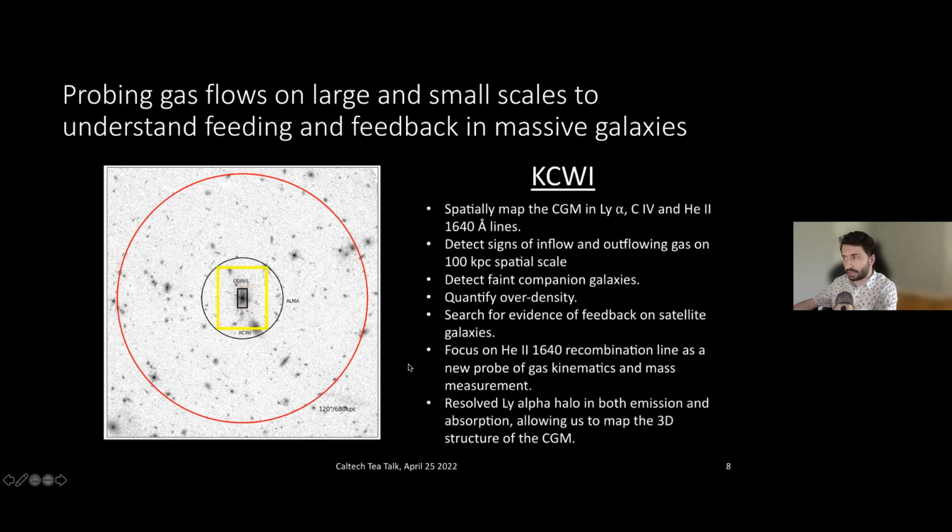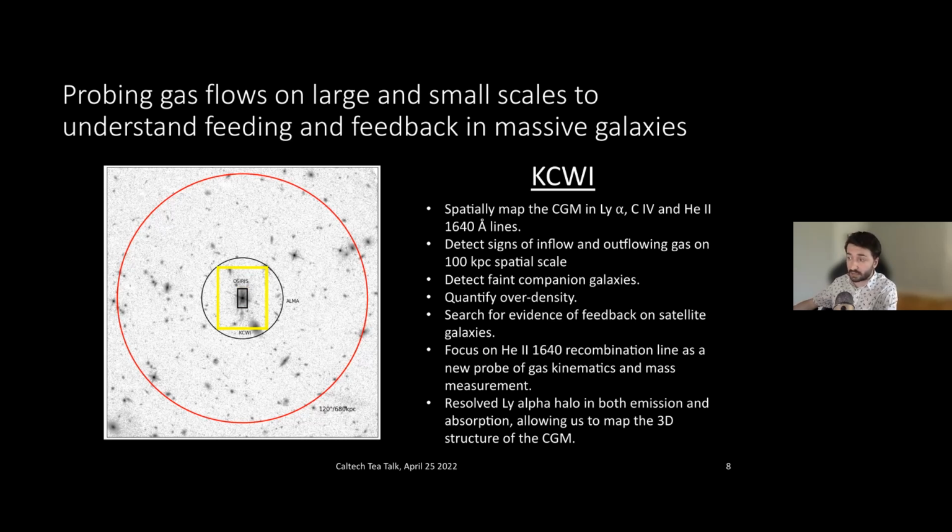And then for the larger scales on the circumgalactic medium, this is now the yellow box, roughly probing scales of 100 kiloparsecs. We really want to study the circumgalactic medium in rest-frame UV emission lines, such as Lyman alpha, carbon 4, and the helium-2 1640 line. Specifically, the focus here has been on this helium-2 line, which is a recombination line, and we want to use it as a newer probe of the gas kinematics and mass measurements of the warm ionized gas in the circumgalactic medium. In this project, we're also trying to see if we can detect evidence of feedback on satellite galaxies.